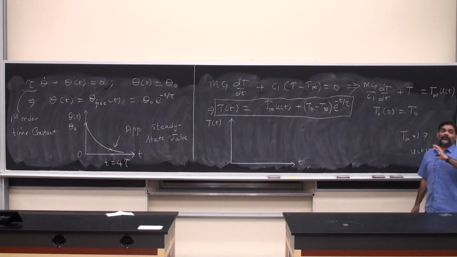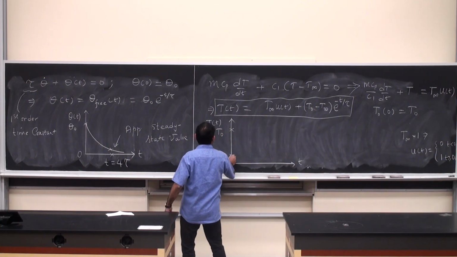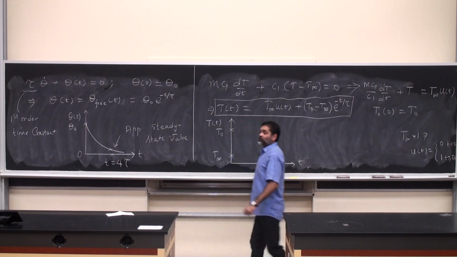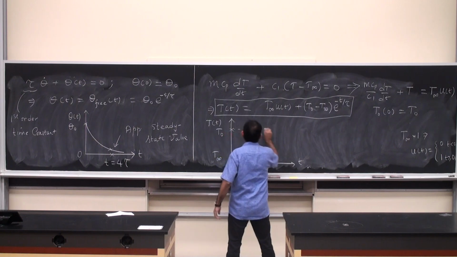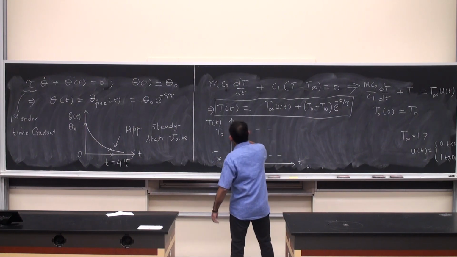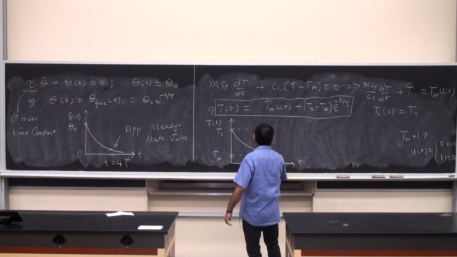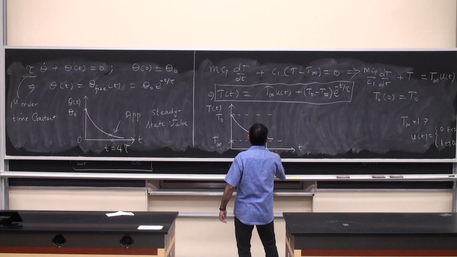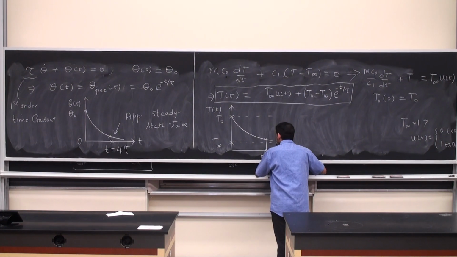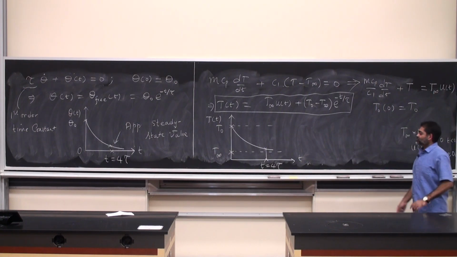Or if you want a better interpretation of this, you can look at the step response here. I start off at T naught. I would eventually end at T infinity. I would be going down exponentially. And that would be steady state. So the idea I want to convey is this.